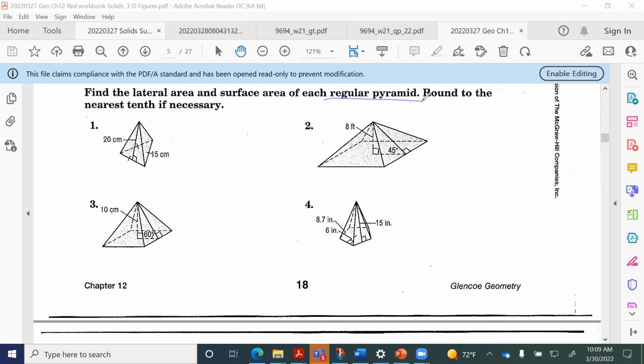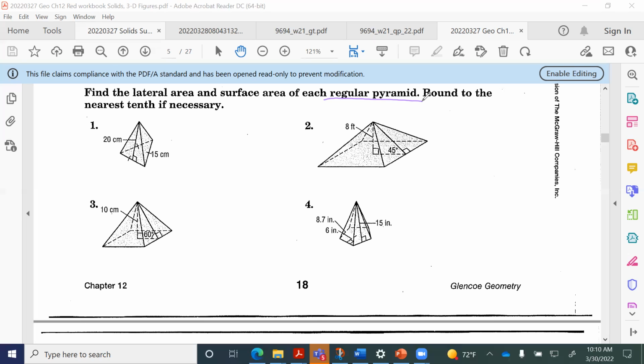That means that the base on here is going to be regular, just like we name all of our pyramids by whatever the base is, triangular pyramid, square pyramid. It's just saying that each one of these is a regular pyramid, meaning that the bases are regular shapes. So all the sides are the same. On the first one, they labeled it so that we knew all the bases were the same. The rest of these, they didn't label them. So they said regular pyramid so that we knew that in each one of these, all the sides on the base were congruent. All right.